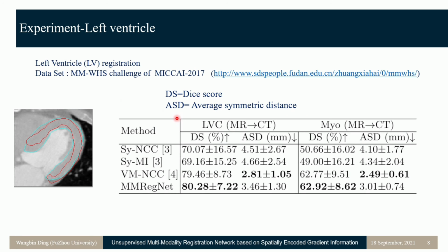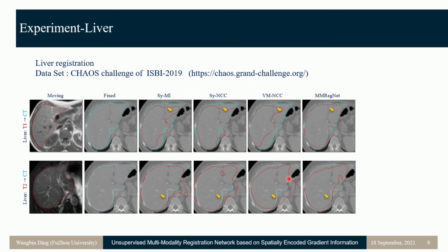This table presents the quantitative result of different methods. We calculated the Dice score and the ASD between the regions, which are marked by the red and the blue curves. One can see from the table, our method could obtain comparable results to VoxelMorph in this dataset, and the result is consistent with the visual result in the last slide.